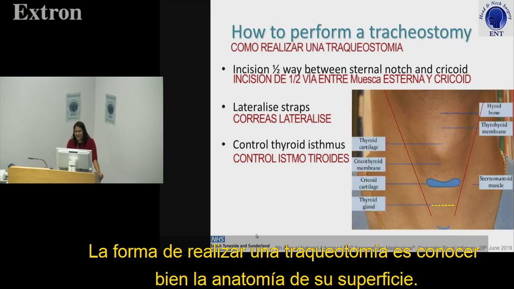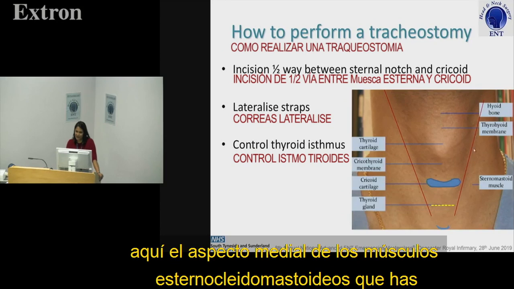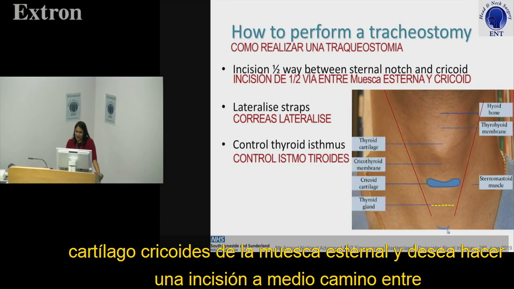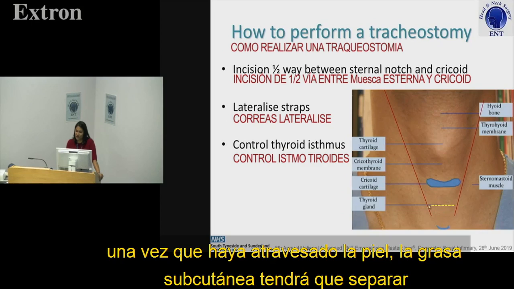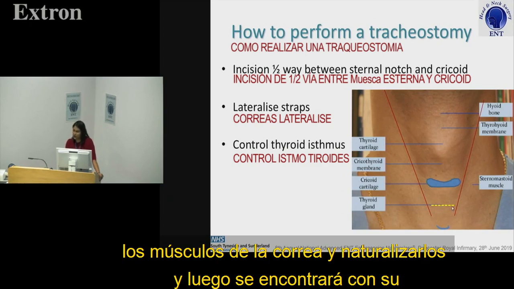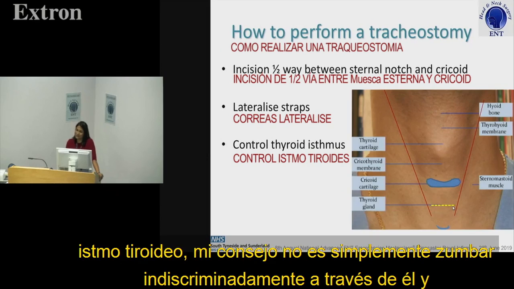So the way to perform a tracheostomy is knowing your surface anatomy. Okay, you've got here the medial aspect of your sternocleidomastoid muscles, your sternal notch, cricoid cartilage, and you want to make an incision halfway between the two. Once you get through the skin and subcutaneous fat, you will need to part the strap muscles and lateralize them, and then you're going to encounter your thyroid isthmus.